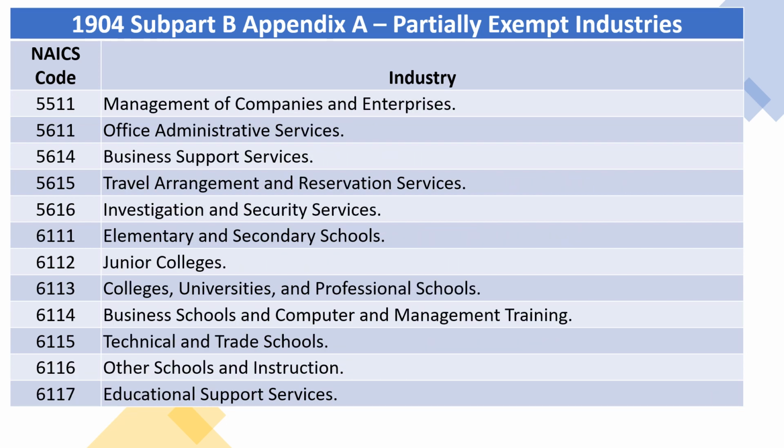5511. Management of companies and enterprises. 5611. Office administrative services. 5614. Business support services. 5615. Travel arrangement and reservation services. 5616. Investigation and security services. 6111. Elementary and secondary schools. 6112. Junior colleges. 6113. Colleges, universities, and professional schools. 6114. Business schools and computer and management training. 6115. Technical and trade schools. 6116. Other schools and instruction. 6117. Educational support services.